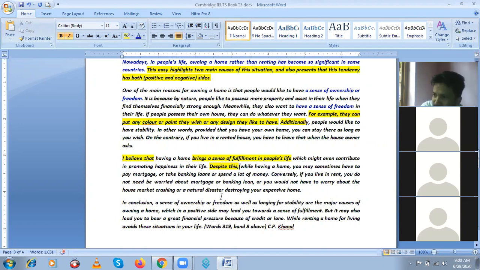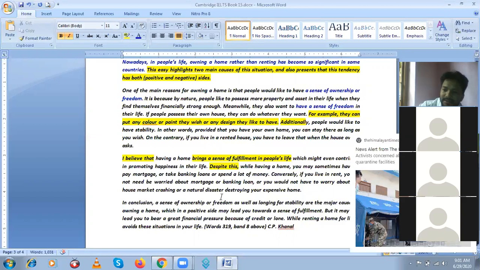If you live in a rented house, you don't need to be worried about the mortgage. You don't need to be worried about banking loans, or spend a lot of money. What you have to do is just pay the regular rent per month. But if you have your own home, on the positive side, it may bring happiness and a sense of fulfillment. But on the negative side, you have to bear great financial burden or pressure, like mortgage, banking loan, and spending a lot of money.